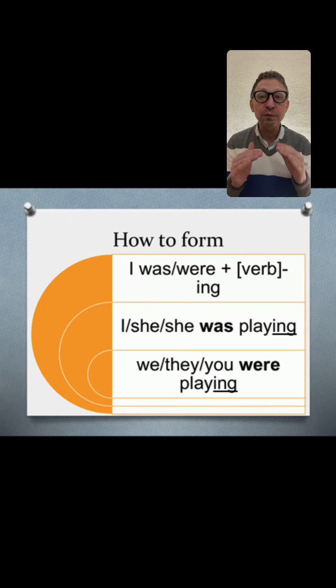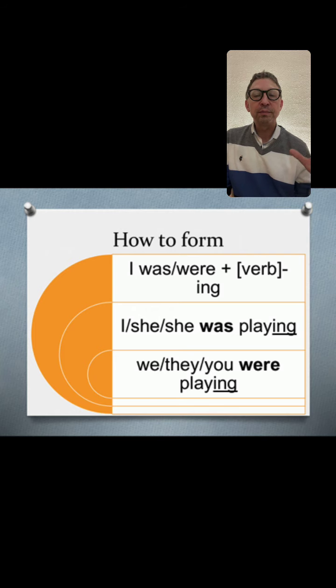All right, how to form past continuous. It's very simple. Was or were plus verb-ing. I was sleeping, they were sleeping. So I, she, or he was, and then we have we, they, you, were.